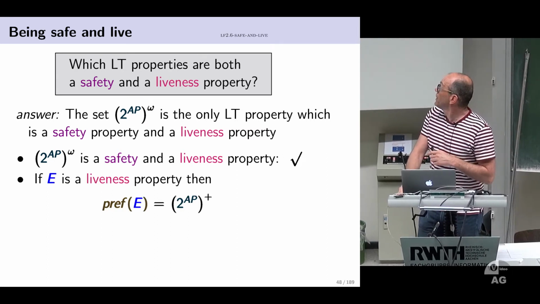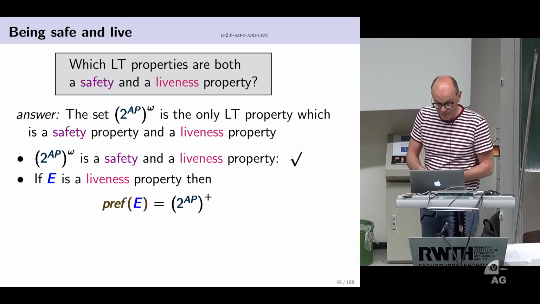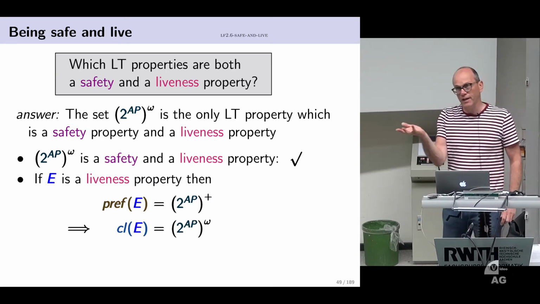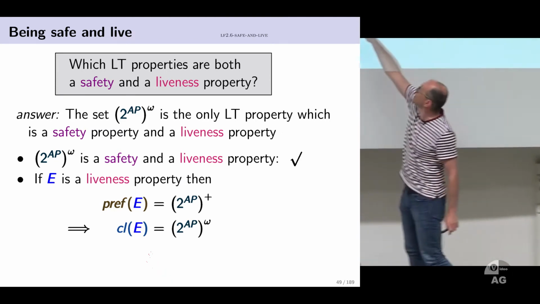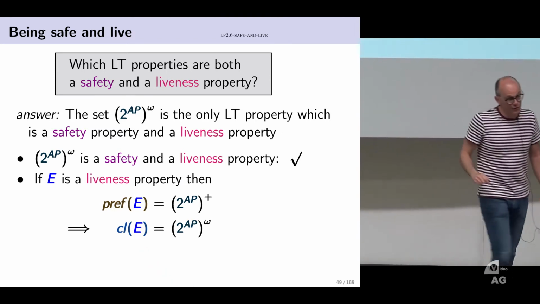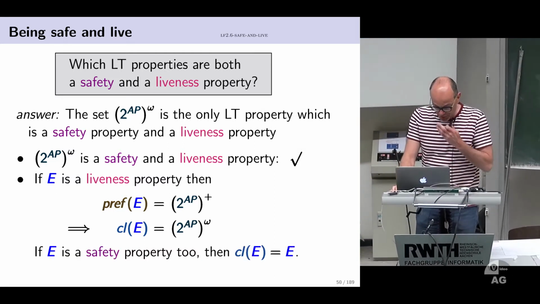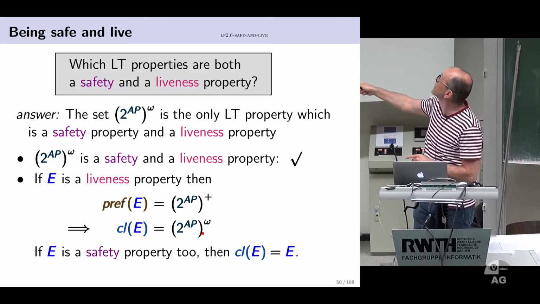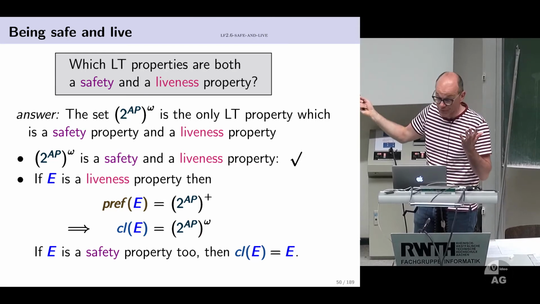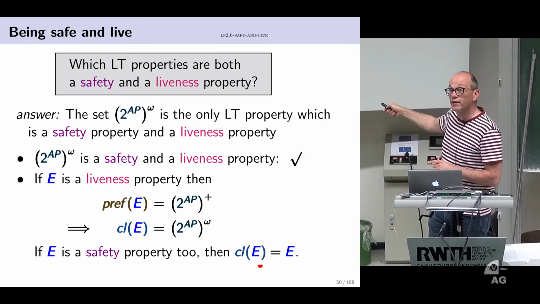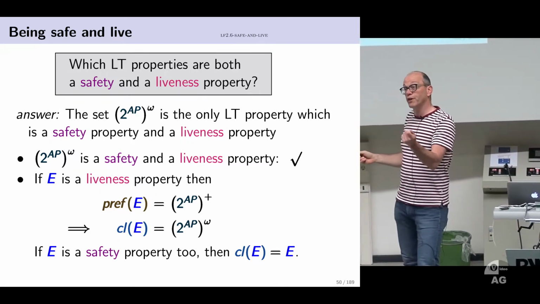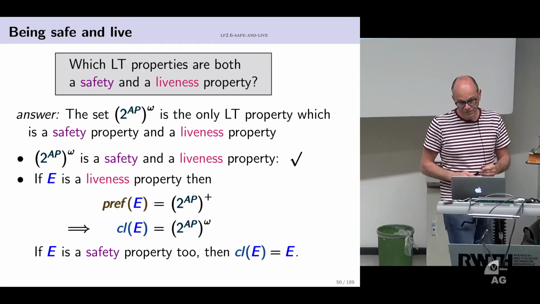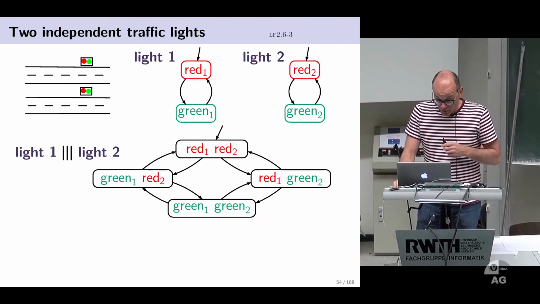Why is this a liveness property? Well, because you don't rule out any prefix. So therefore the closure is 2 to the power AP omega. That was another description of being a liveness property, namely that the closure of the set of traces you are considering is the entire universe of traces. That's the other way of writing down a liveness property. And it's a safety property too, because then the closure of E is E. So that means the closure of E is this set, which is exactly the set we started with. So therefore it's a safety property. This was the property we had for safety properties, that if E is a safety property, then the closure of E equals E itself.